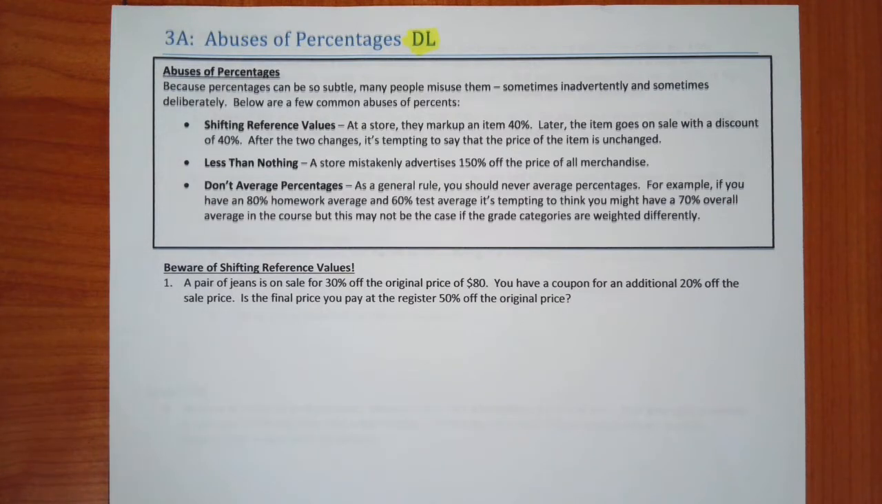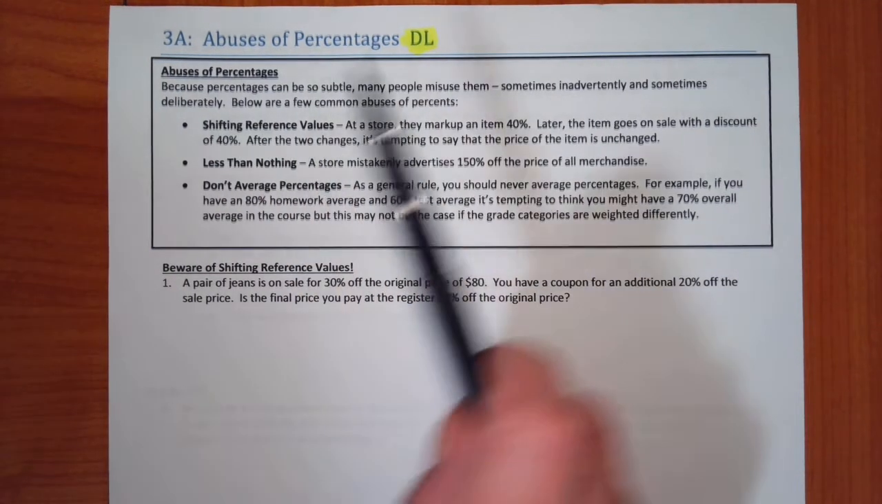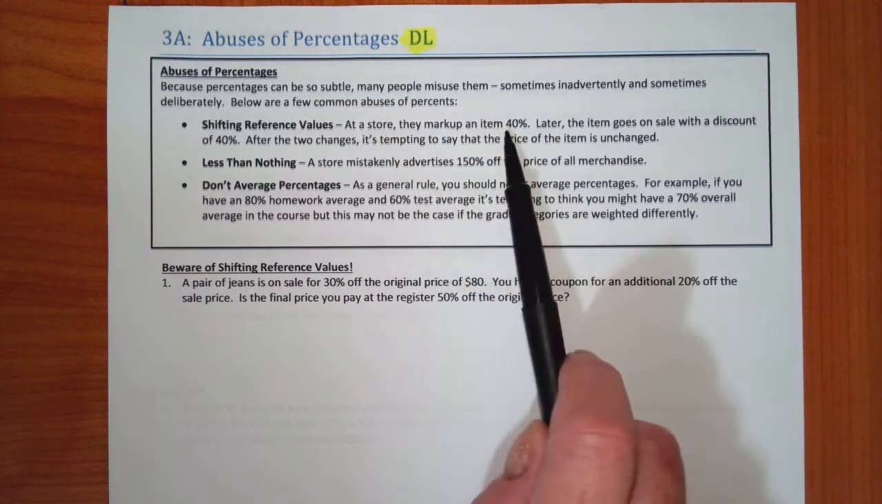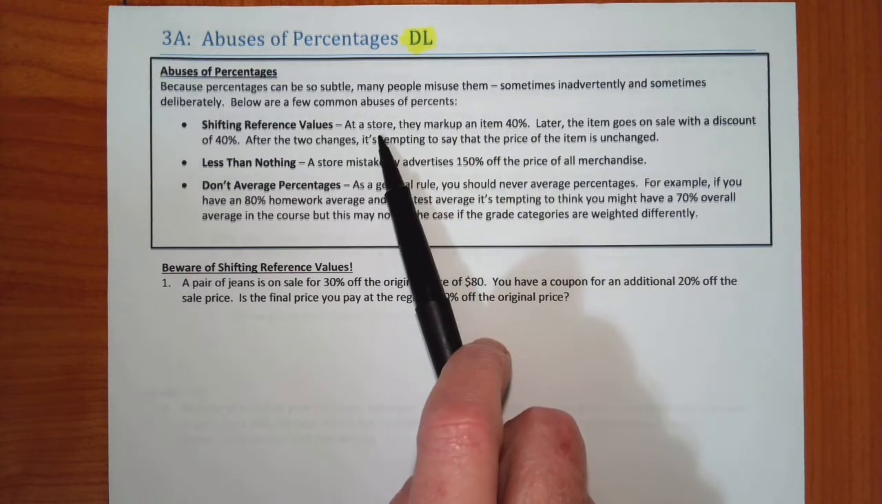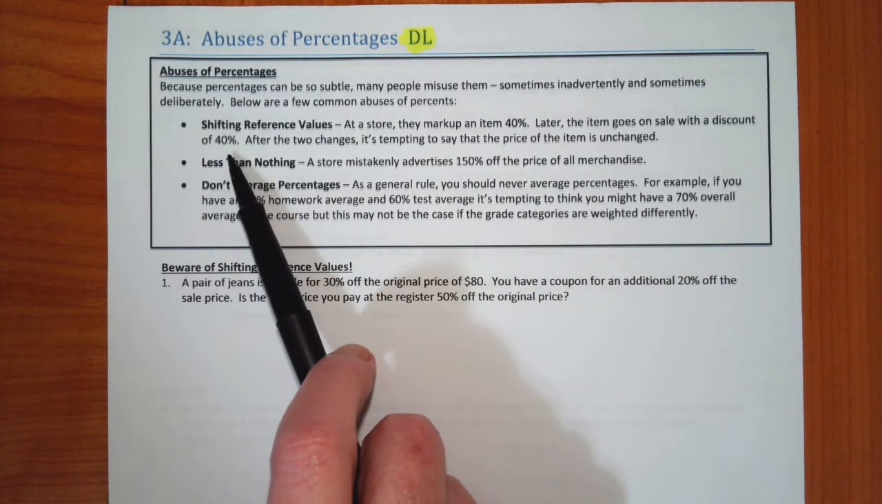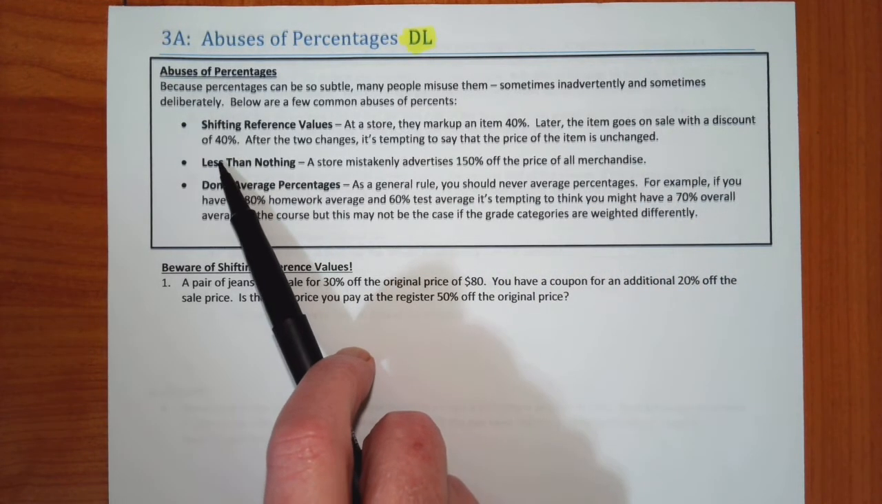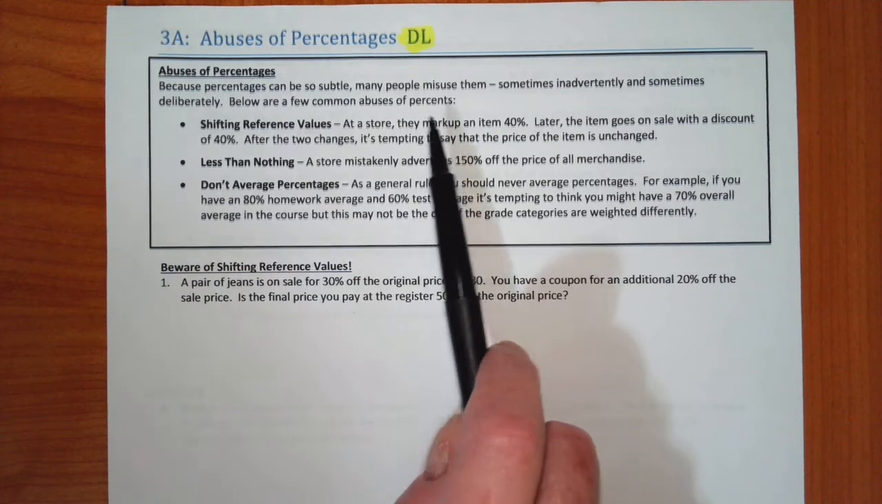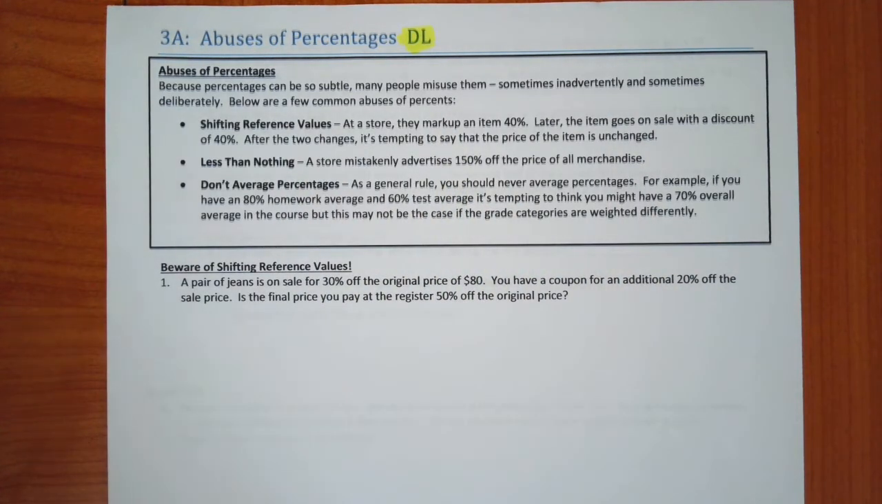The example I gave here is that at a store they mark up an item 40%. Later the item goes on sale with a discount of 40%. After the two changes, it's tempting to say that the price of the item is unchanged. Now, why does that not work? Because it is a shifting reference value. Here, the markup is based on the original price, and here, the discount is based on a different value. It is based on the marked up price. And it doesn't cancel each other out.